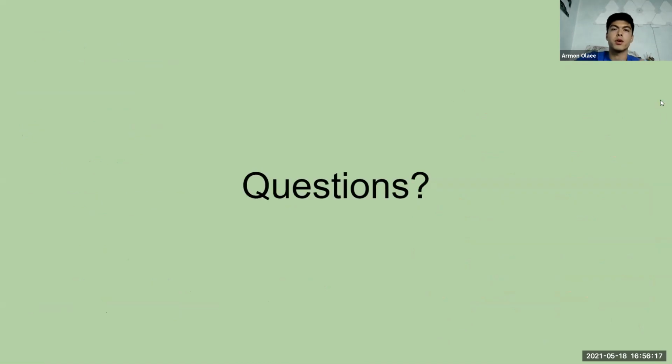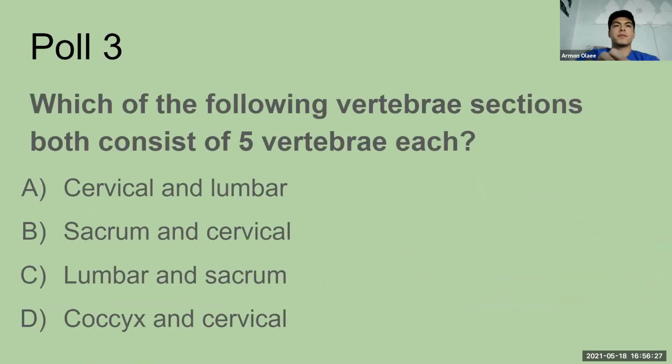Does anybody have any questions about the vertebral column or rib cage that we just covered? Moving on. So if you guys don't have any questions, I have a question for you. Which of the following vertebrae sections both consist of 5 vertebrae each? I will launch that right now.